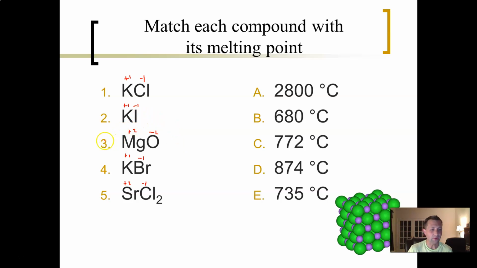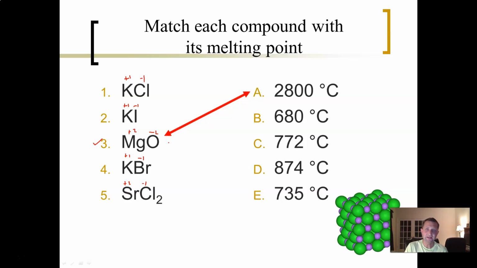So right away, I look at number 3. Okay, it's a +2, -2. What else is even close to that? Well, number 5 is +2, -1, but here you have a 2 and a 1, here you have a 2 and a 2. So right off the bat, that tells me MgO has the highest lattice energy here, and therefore the highest melting point. Okay, so that's going to be letter A, 2800 Celsius.